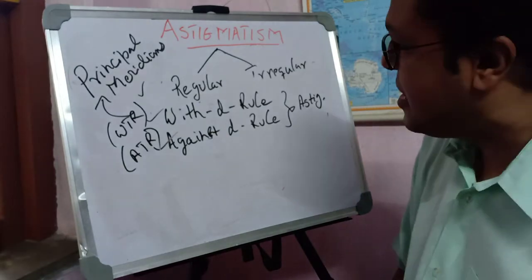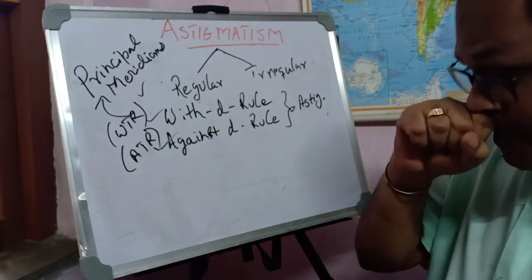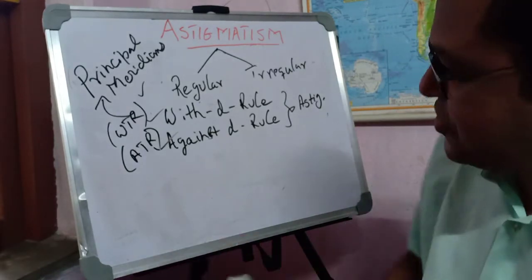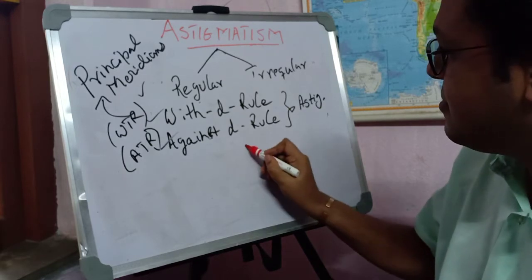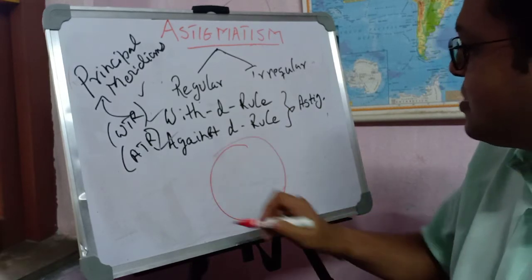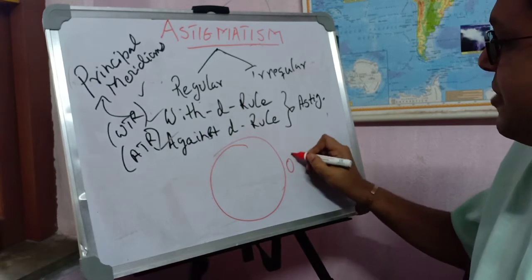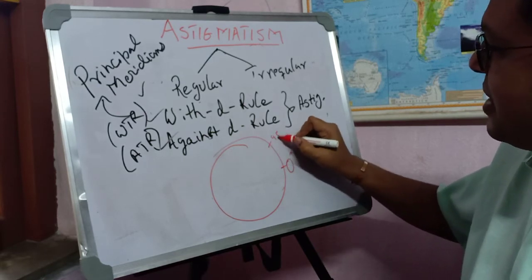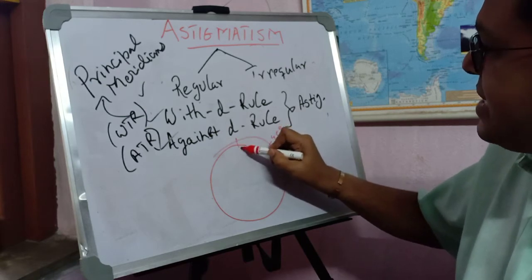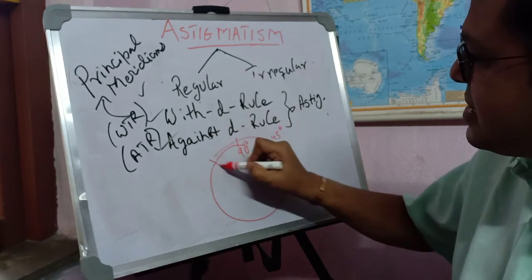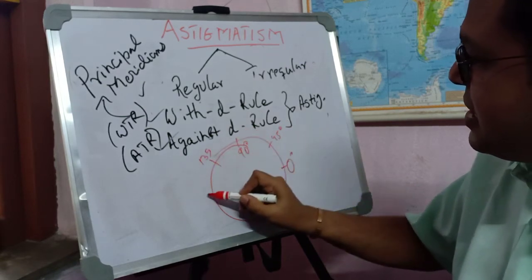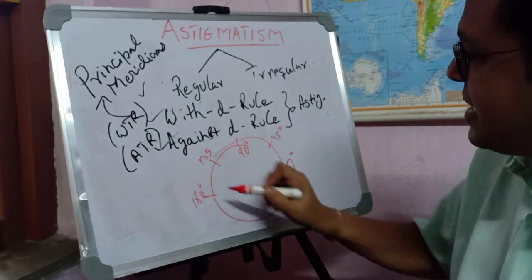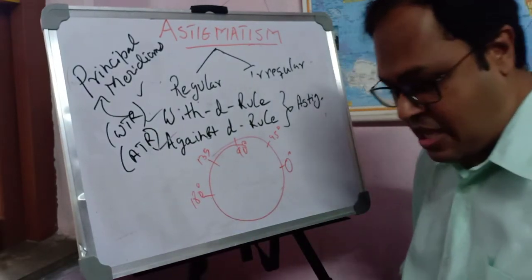So now, let's take into account with the rule astigmatism, and let's actually draw the meridians here, right? Let's draw the meridians over here. Now again, this is 0 degree, right? And you go like this. This is the 45 degree. This is the 90 degree. This is say 135 degrees. This is 180 degrees. We take this as right.